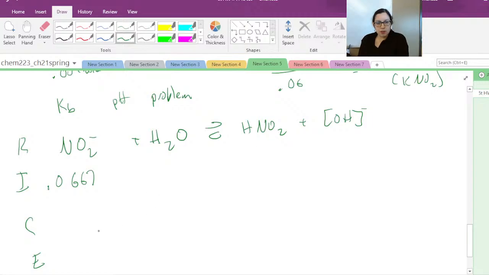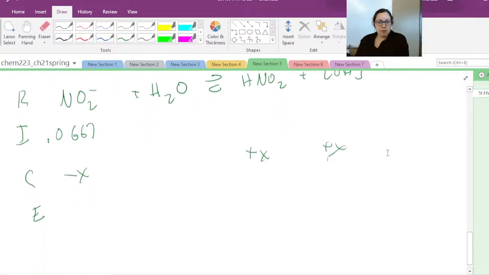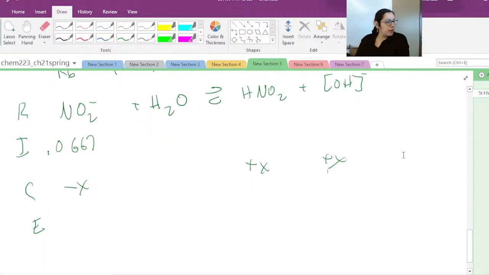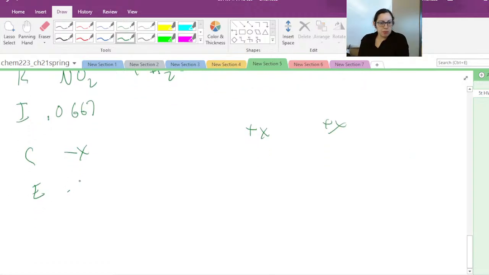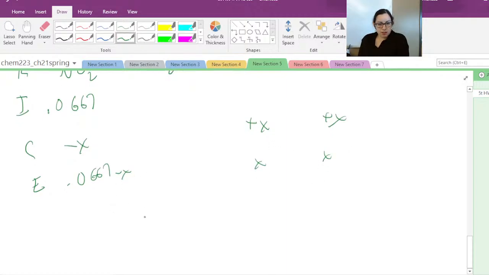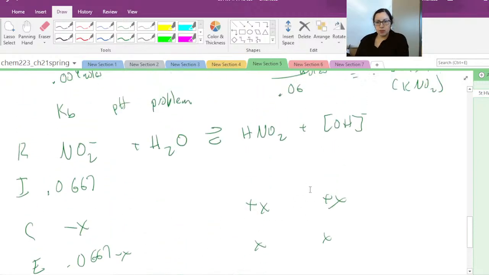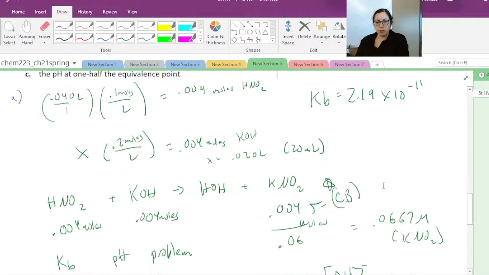And so change, right, minus x plus x plus x to see how much is going to dissociate and how much hydroxide we're going to form. And then equilibrium, right, 0.0667 minus x, x, x. So now we're ready to solve. So x squared over 0.0667 minus x equals our Kb, which I already forgot, 2.19 times 10 to the negative 11.